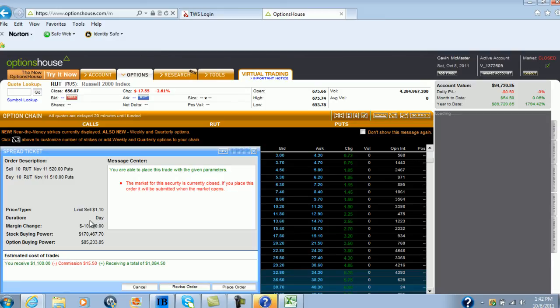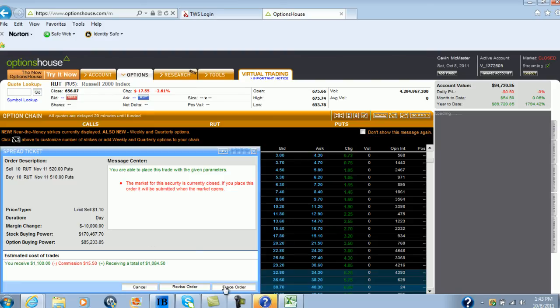This is the margin requirement that we need to trade this spread with 10 contracts. So that's something to keep in mind. You need to know what your account balance is and how this margin is going to affect it. If you've got a $10,000 account, you don't want to be trading 10 contracts because that's 100% of your capital at risk in one trade. So generally not a good idea.